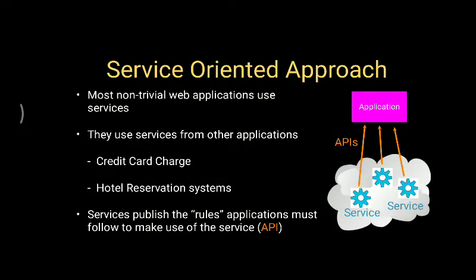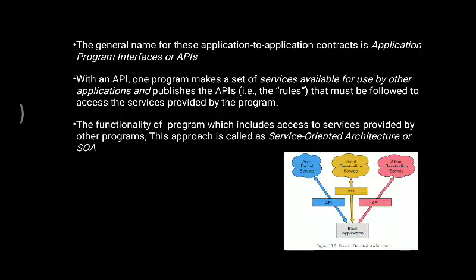Okay, service-oriented approach. So have a look at this application here. There is one application called the travel application. It depends on different services: an auto rental service, a hotel reservation service, and an airline reservation service. Each service consists of an API. API means what? Service in the form of API only. Application Programming Interface.